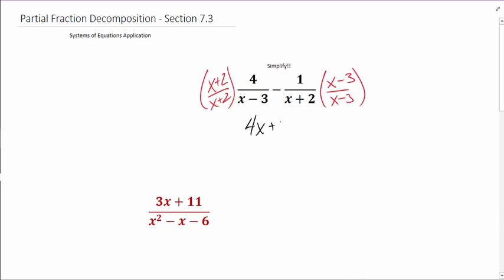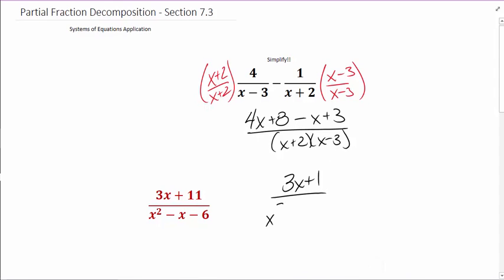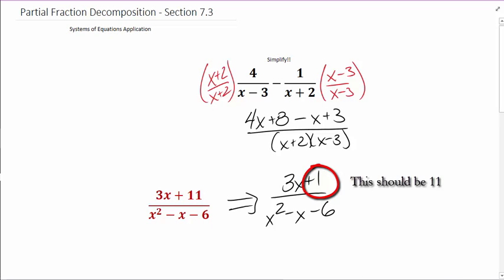Distribute the 4, distribute the negative 1. I'll get a numerator over this common denominator. In the numerator, I'll get 3x plus 11. In the denominator, if I were to FOIL that out, I would get x squared minus x minus 6, which we already see over here. We've done this type of problem for a long time.